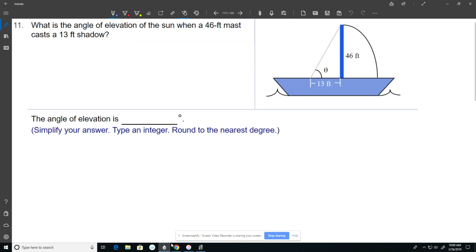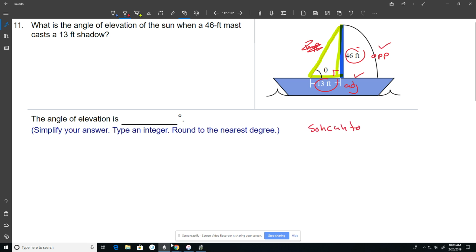Okay, what's the angle of elevation of the sun when a 46-foot mast casts a 13-foot shadow? Again, it gives you a story problem, and it draws the picture for you. So if you notice, here's my triangle right here, and it gives me two of the sides. It tells me that this side is 46, this one is 13, and it wants me to find the angle right here in the picture. So using that angle, 46 is my opposite side, 13 is adjacent because it's next to it. This one's my hypotenuse, which I don't really care about. So I'm looking for what uses opposite and adjacent.